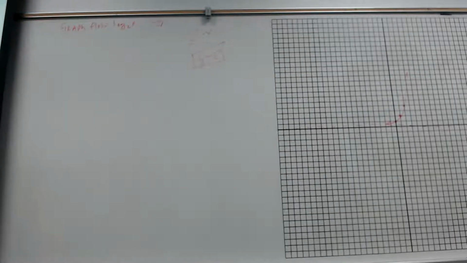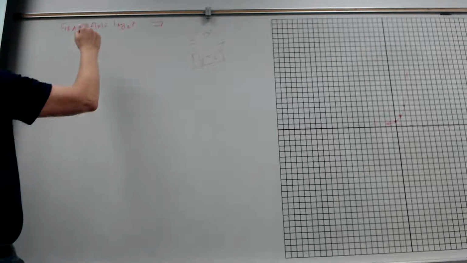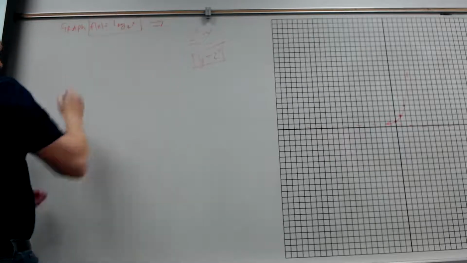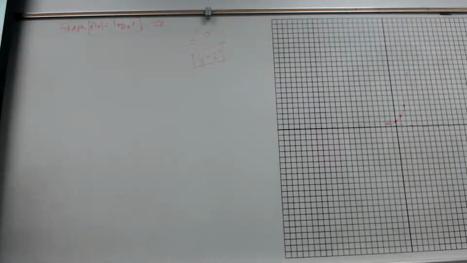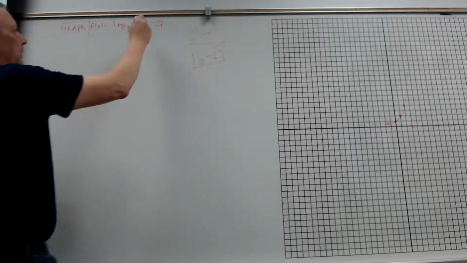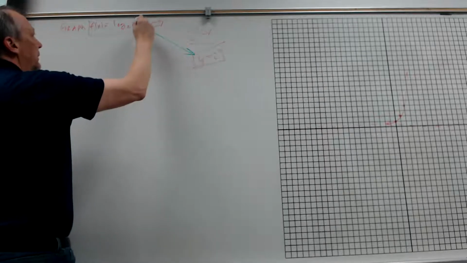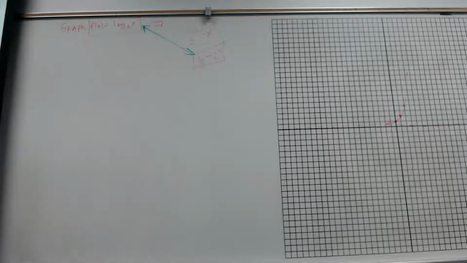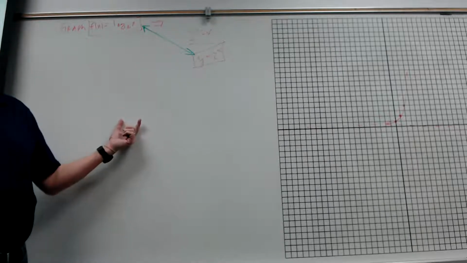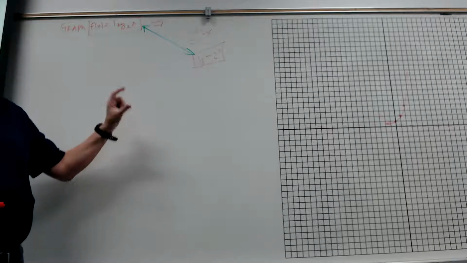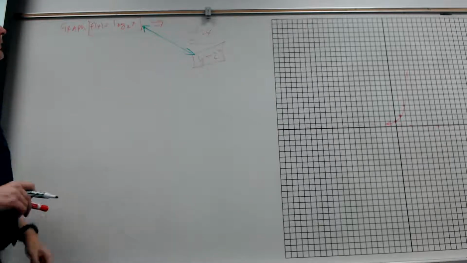Now, what's the relationship between this equation, which I'm going to graph in another color, and that equation? What's the relationship? I told you guys that yesterday. They're inverses. They're inverse functions, right? Okay. So normally with an inverse function, what happens? You're going to swap the x and the y variable.